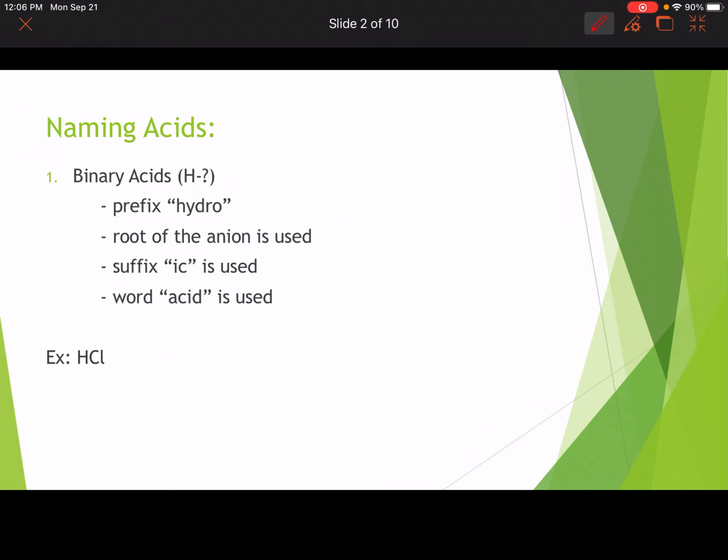So naming acids. The first ones we're going to look at are binary acids. Binary acids are things like when you've got your hydrogen bonded to something else. So this would be things like HCl or HBr, right? For these, we're going to use the prefix hydro. You use the root of the anion. Anion, of course, is the negatively charged ion. Then we add, as the suffix, ic, and then the word acid as well. So for an example here, we've got HCl.